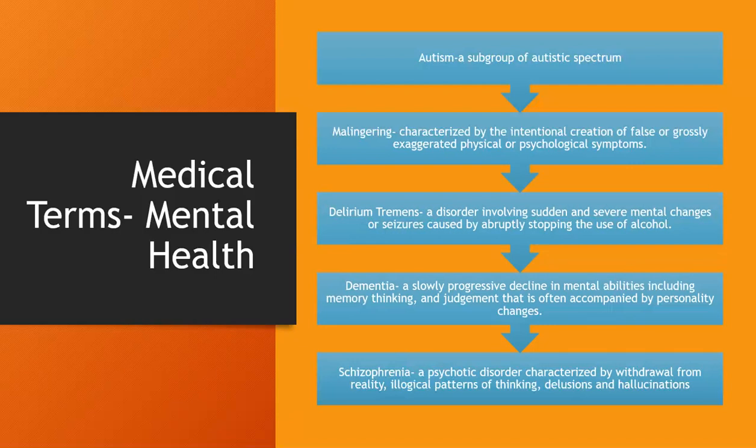Dementia is a slowly progressive decline in the mental abilities, including memory, thinking, and judgment, that is often accompanied by personality changes. Schizophrenia is a psychotic disorder characterized by withdrawal from reality, illogical patterns of thinking, delusions, and hallucinations.